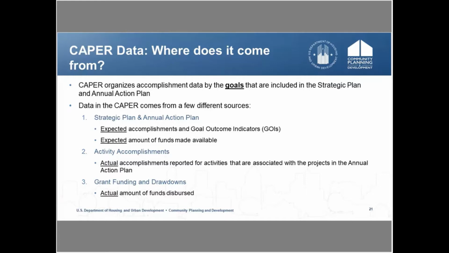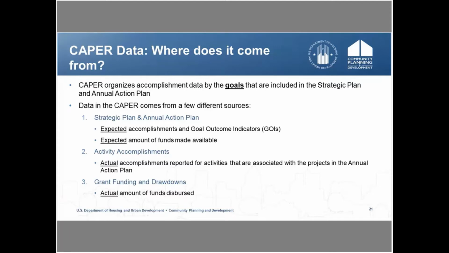The auto-populated data in the CAPER comes from a few different sources in IDIS, which we've grouped together into three buckets on the slide. The first bucket is your strategic plan and the action plan for the given program year. The data related to the expected values, for example expected outcomes, goal outcome indicators, and funding amounts, comes from your strategic plan and the action plan. This includes what you expected to accomplish and spend during the program year and overall in your strategic plan. The second bucket is information gathered from the activity screens in IDIS. This includes your reported outcomes from the activities that are connected to the projects included in your action plan.